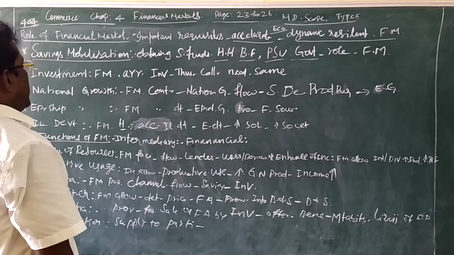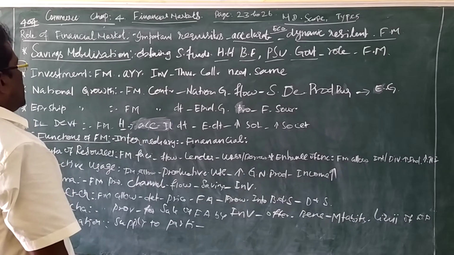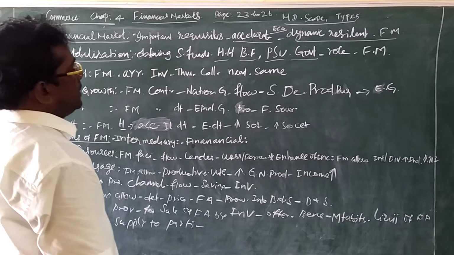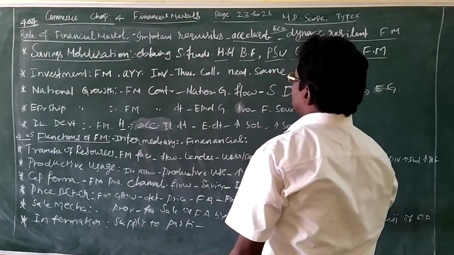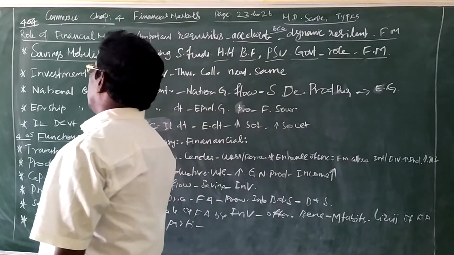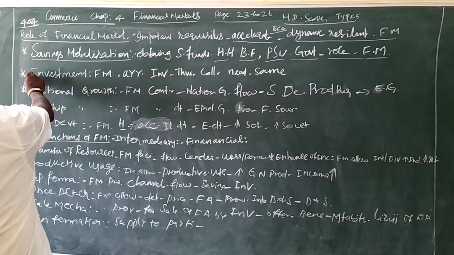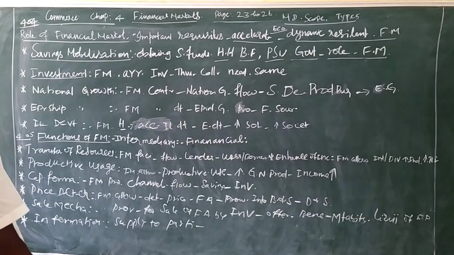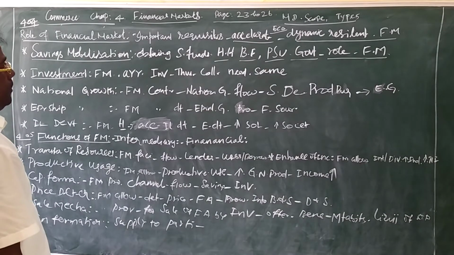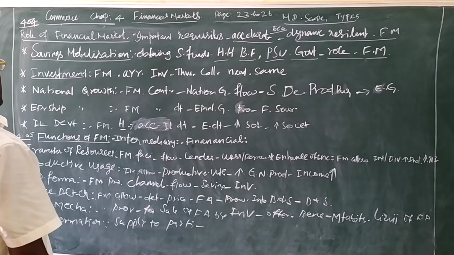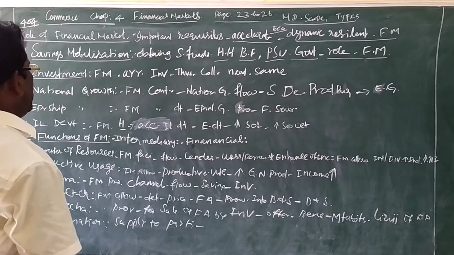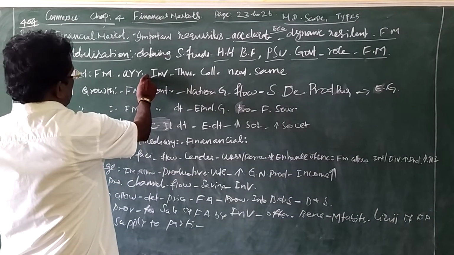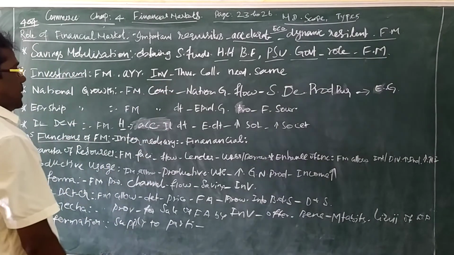So the savings, or the surplus funds collected by the financial market, is a very important role for the collection of idle money. Then the second function is investment. Once the amount is collected by way of the savings of various categories of people, it should not be an idle one. It should be utilized for investment purposes.